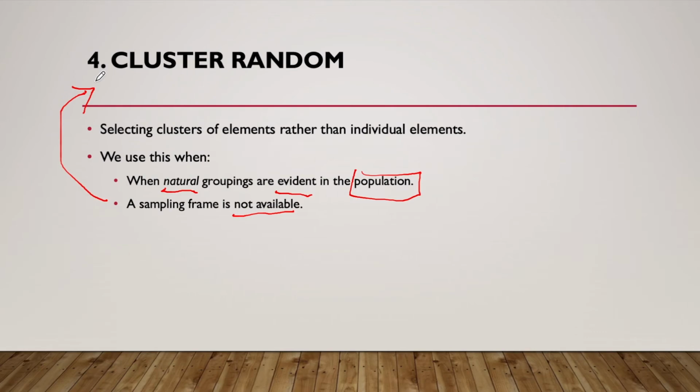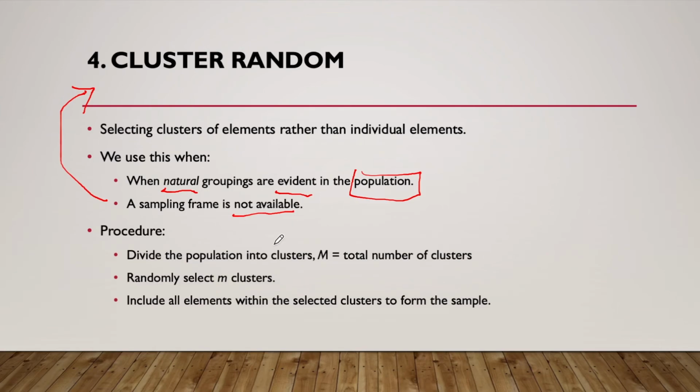So what's the procedure in doing so? First, you divide the population into clusters. That's your M. M means your total number of clusters. And then you randomly select small m clusters out of this big M clusters. Say, for example, we have 25 clusters all in all, and in each of these clusters there are a lot of individual samples. Say you want your small m to be only 5. So you choose 5 out of this big M, randomly.